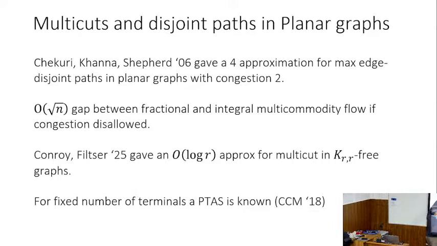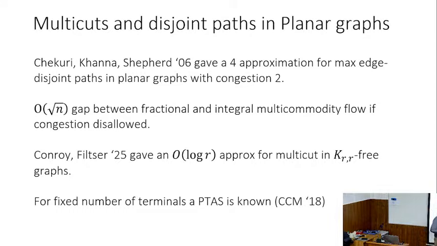And this is necessary. If you don't allow congestion, then there is a very old result which shows a root n gap between the maximum fractional flow and the maximum integral flow, which means that the integral flow in that example is just 1, and the maximum fractional flow can be as large as root n. So there is really no hope of getting anything good. And for K_r-free graphs, this is a recent result, and this is for multi-cuts now. So the first is for edge disjoint paths, and this is for multi-cut. For multi-cut, the best currently known result is a log r approximation.